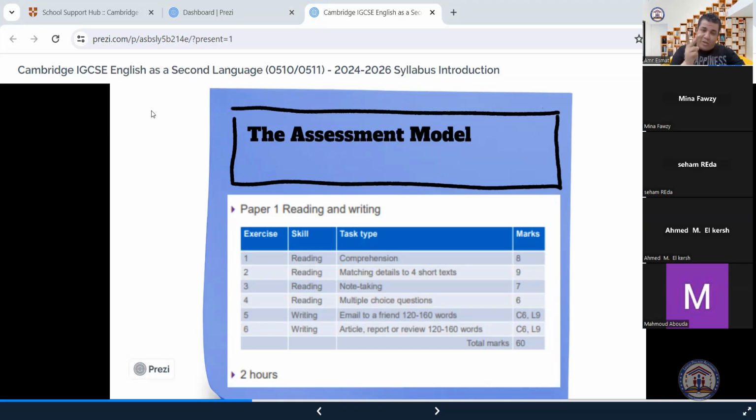Writing. We have 2 exercises. This means that each exercise is out of 15. 2 pieces of writing. The first one, exercise 5, could be an informal letter or informal email. And in such a case, you have all the types of informal letters and informal emails.